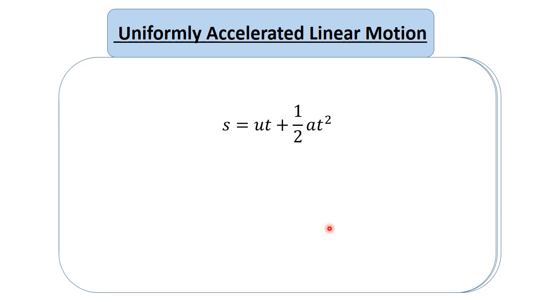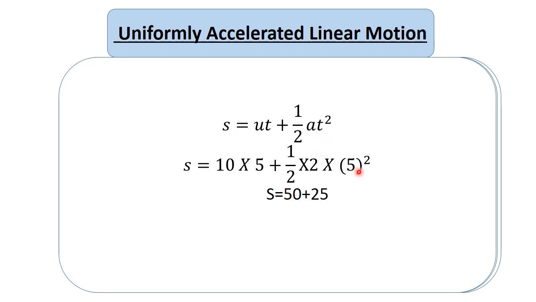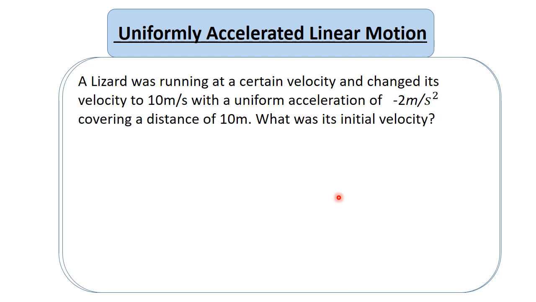So we can plug in the values. So we're going to have s is equal to initial velocity, which was 10, times time, which is 5, plus half times acceleration, which is 2, times time squared, which is 5 squared. So when we punch this, here we're going to get 50, and on the other side, we're going to get 25. 50 plus 25 is going to give us 75 meters. So that's the distance it covered.